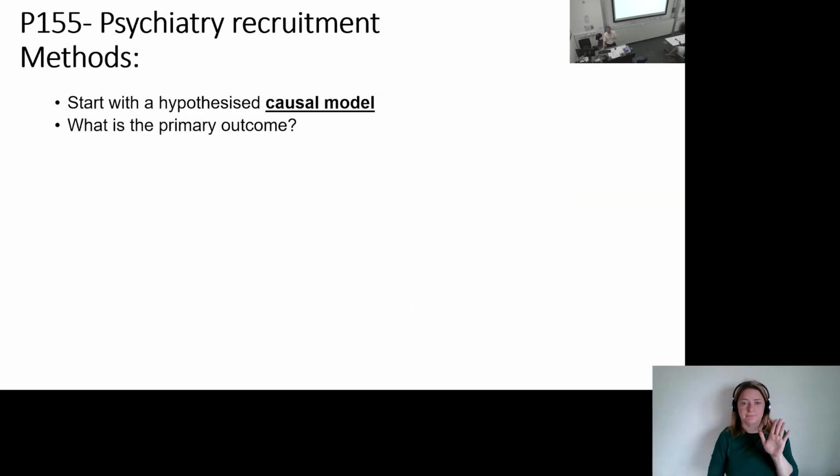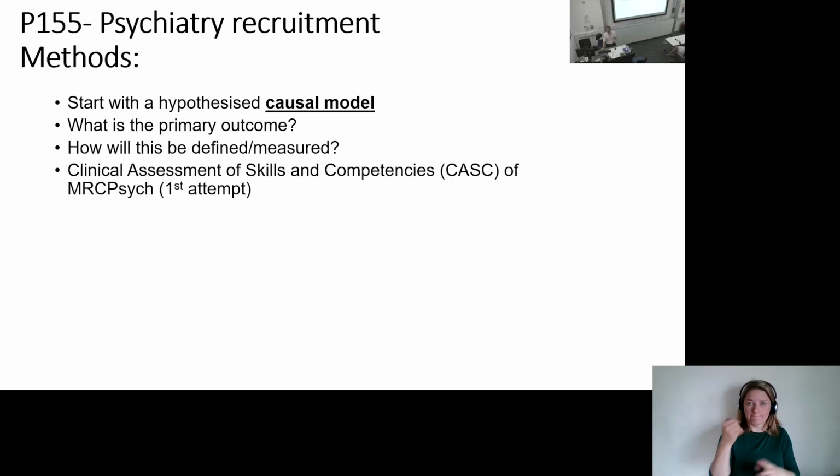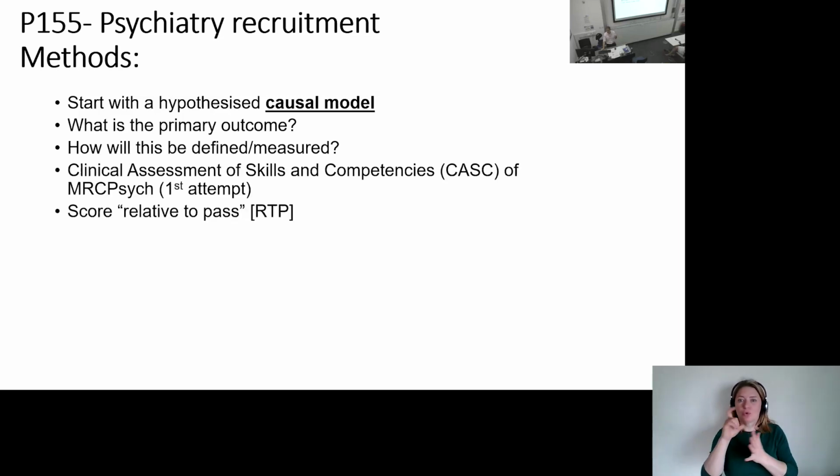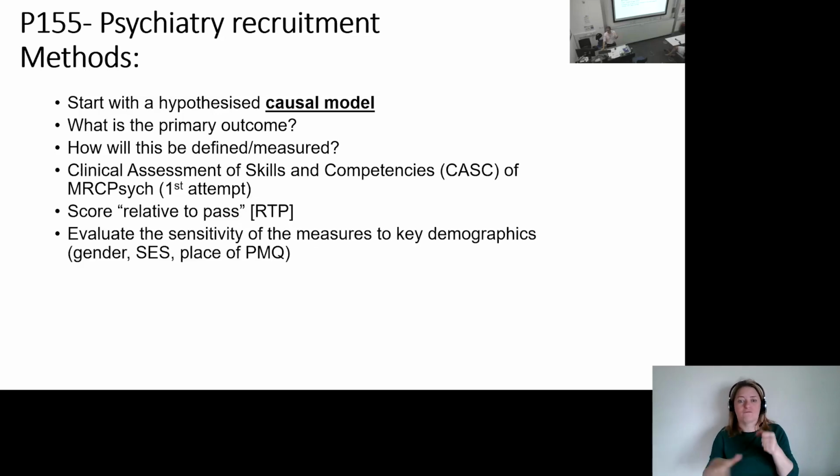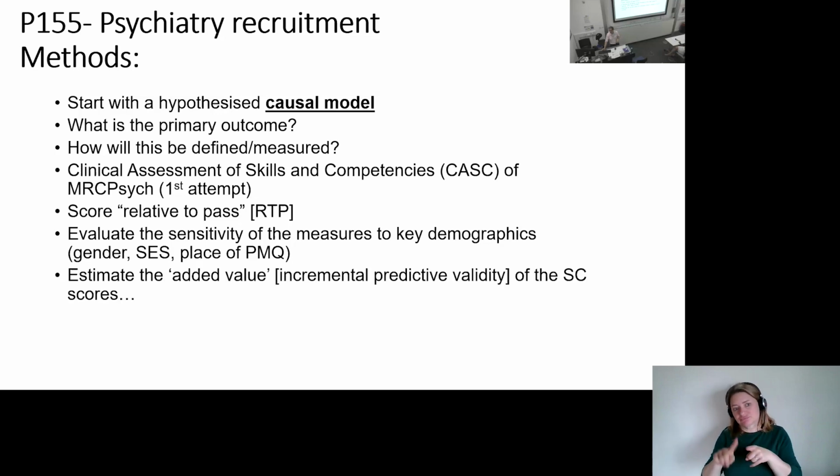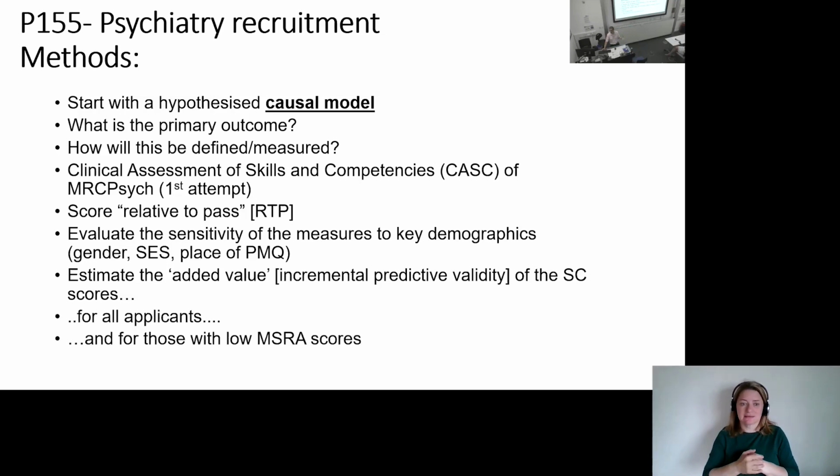And then you have to think very carefully about primary outcome and how you might measure that. And in this case, it was the CASC, that first attempt. And we took the relative score according to the pass mark. And we also wanted to look at the sensitivity of the different selection measures to things like gender, socioeconomic status, that sort of thing. Because again, there's implications for widening access, for discrimination and that sort of thing. And we wanted to see, particularly if the selection center scores added value when predicting the CASC performance over and above the other selection assessments used, for both all applicants and also those who scored low on the MSRA, the multi-specialty assessment battery that's used across a number of medical specialty recruitment assessments.